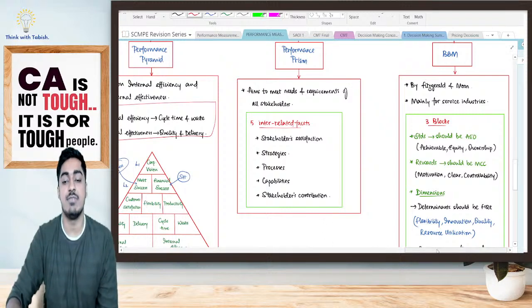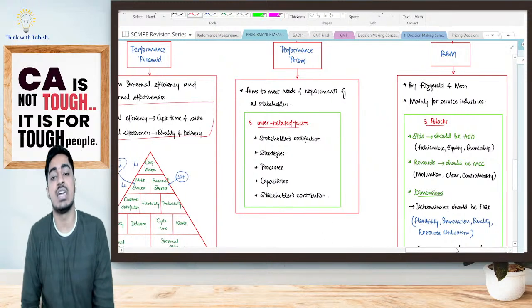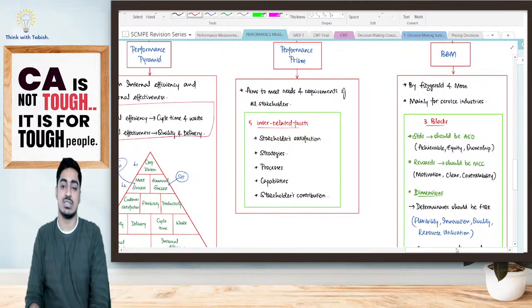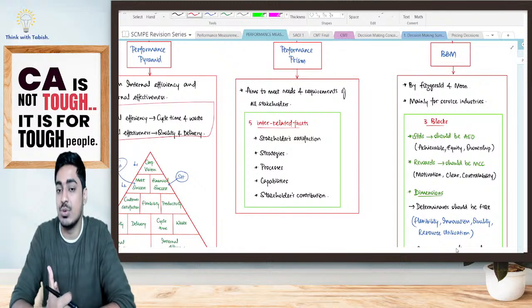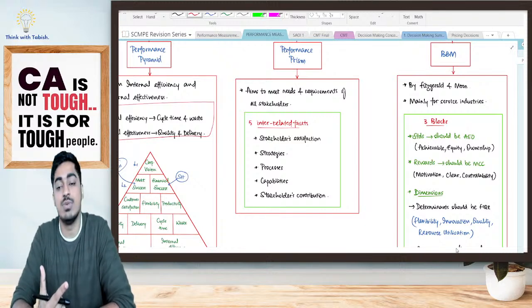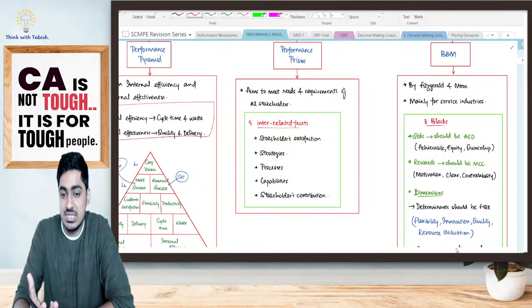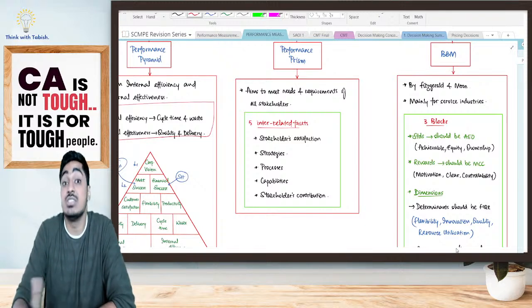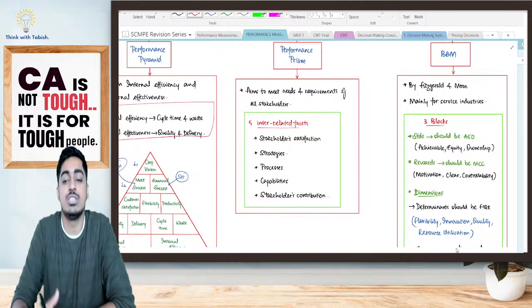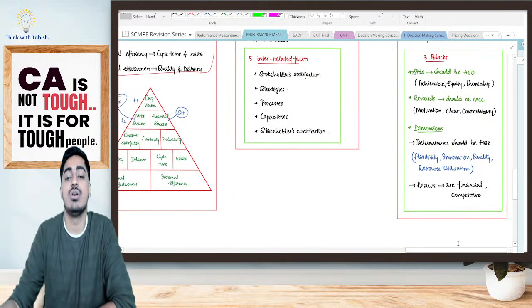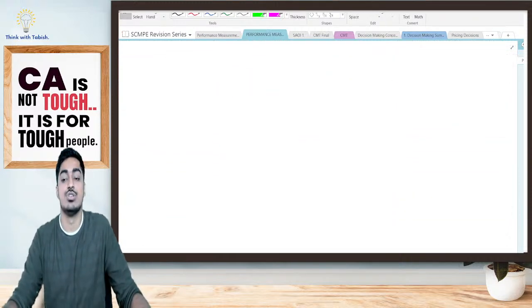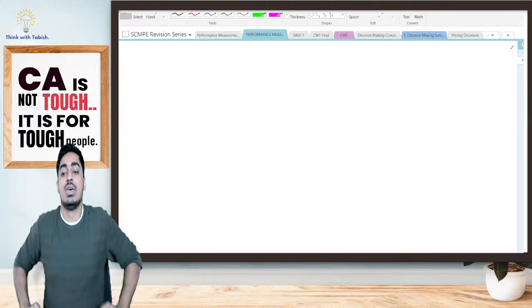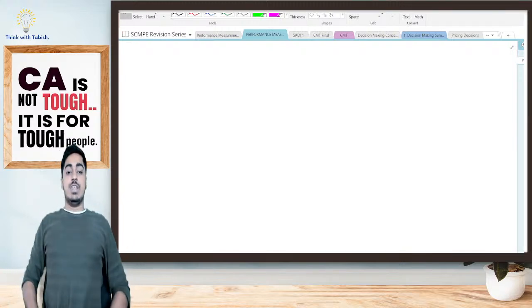And finally, I have my building block model by Fitzgerald and Moon, mainly for service sectors. So I am telling, standards should be AEO, achievable, equity, ownership. Reward should be MCC, motivation, clarity, controllability. Dimensions in that have determinants as well as results. Determinants should be FICR, flexibility, innovation, quality, resource utilization, and your results should be financial as well as competitive. Is it clear, my dear students? So with this, we have finished the chapter.